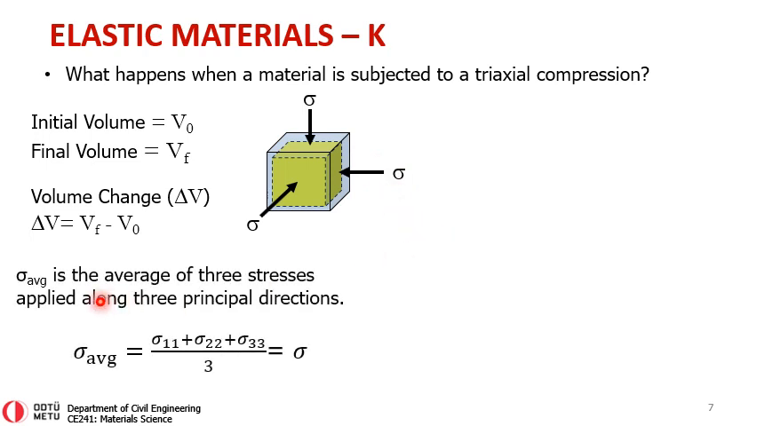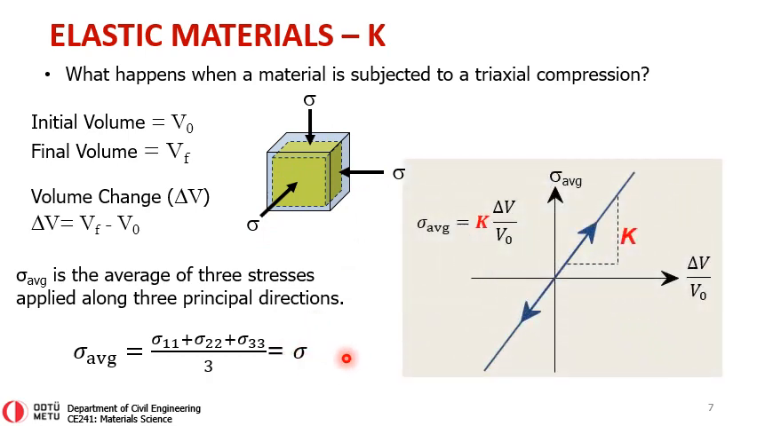So over here we have to define another stress term, which is termed the average stress. So the average stress is the average of the three stresses applied along three principal directions. If you have three principal directions, sigma 1,1, sigma 2,2, sigma 3,3, we average them, divide them by 3. So in this question, for example, sigma plus sigma plus sigma makes 3 sigma, divided by 3 will give us sigma. Note that this again should be a negative sign, but since I am showing it over here, I don't put that negative sign.